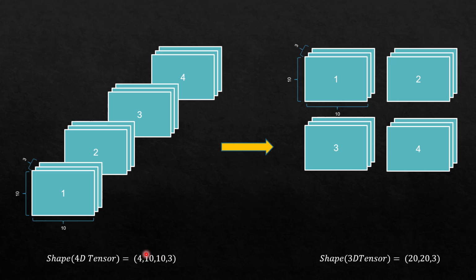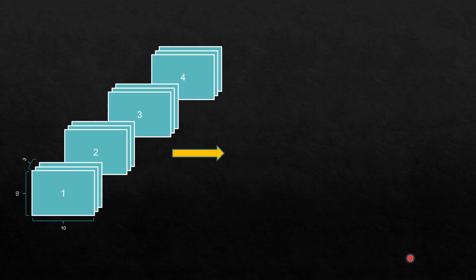But if we make the 4 into 2 times 2, there are two 2's, and 10 into 2 is 20. So somehow we will be getting close to the final one. Let's see that. Now if I do a reshape operation like this, what I did is keep all the other axes intact and just split the 4 into 2 by 2.